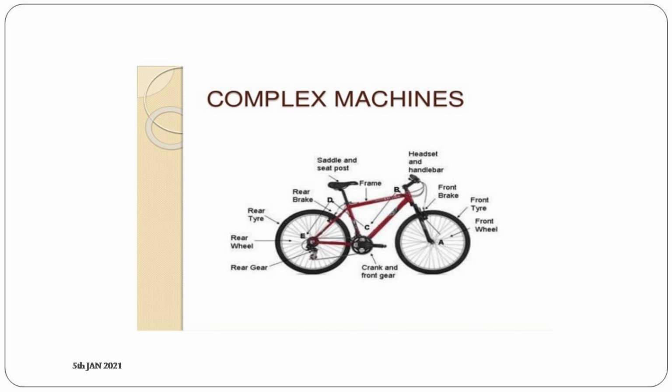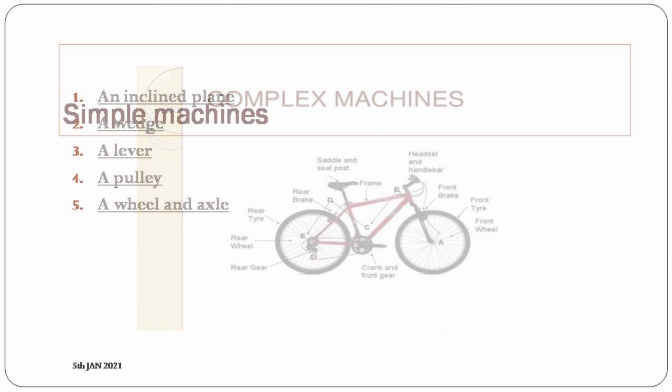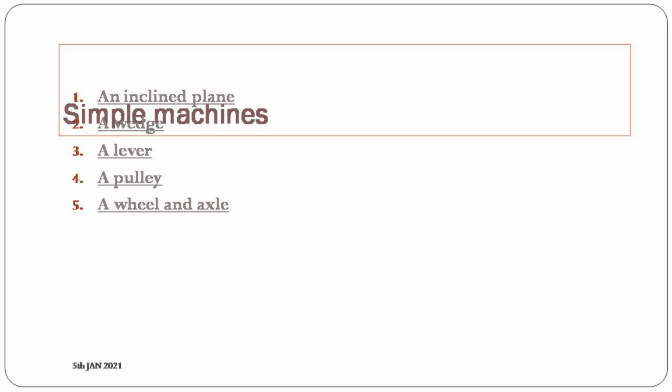Today we are going to study only about simple machines, because since you are in 6th standard, they don't want to make you confused. So let us understand only simple machines. In simple machines, the first that we are going to learn is an inclined plane, a wedge, a lever, a pulley, and a wheel and an axle.